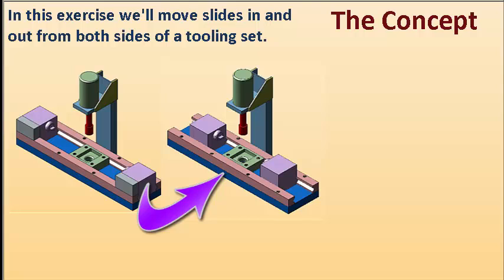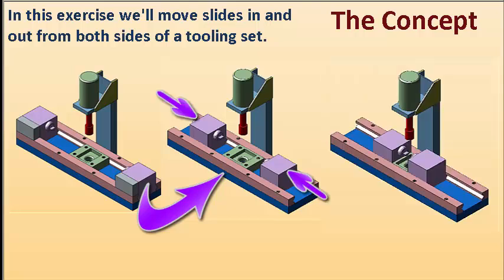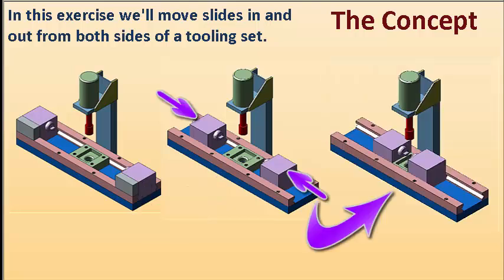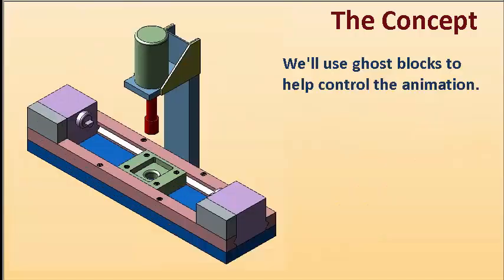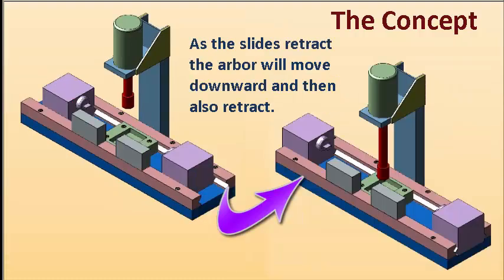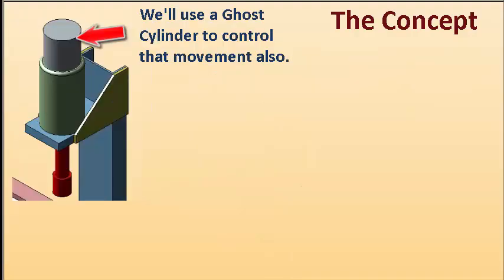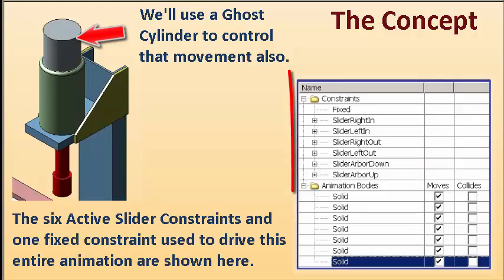In this exercise, we'll move slides in and out from both sides of a tooling set. We'll use ghost blocks to help control the animation. As the slides retract, the arbor will move downward and then also retract. We'll use a ghost cylinder to control that movement also.